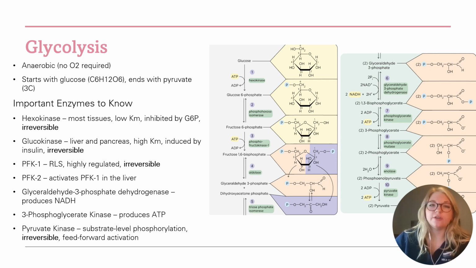It is important to note that this step is irreversible, and this enzyme is induced by fructose 1,6-bisphosphate, which was produced by PFK1 earlier in the pathway. This kind of regulation is called feed-forward activation, since an earlier product is activating a later enzyme.